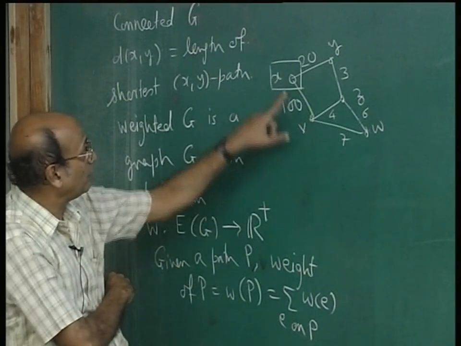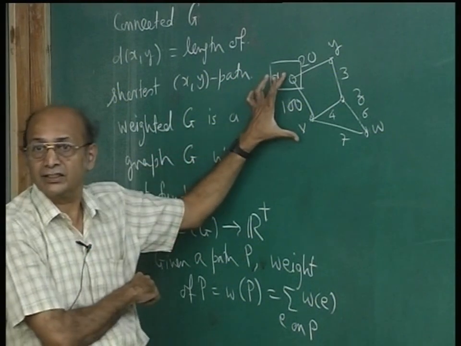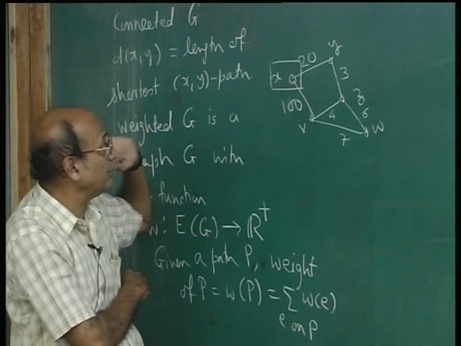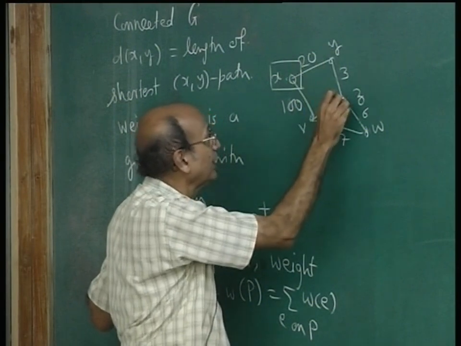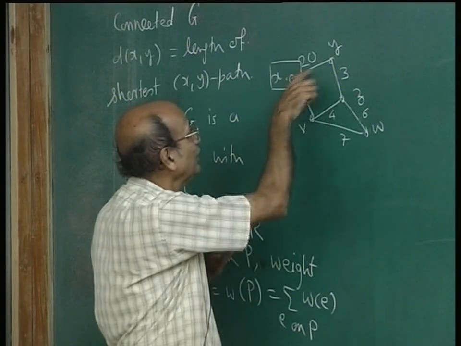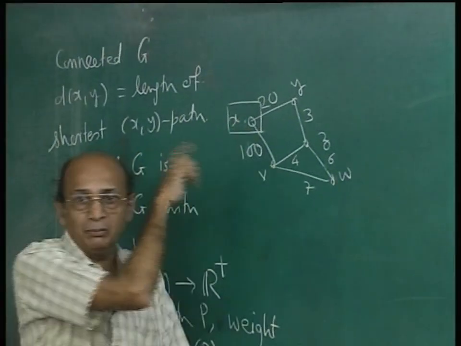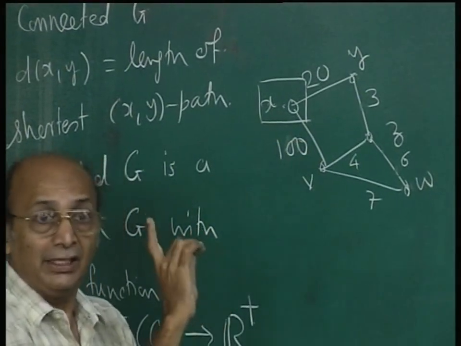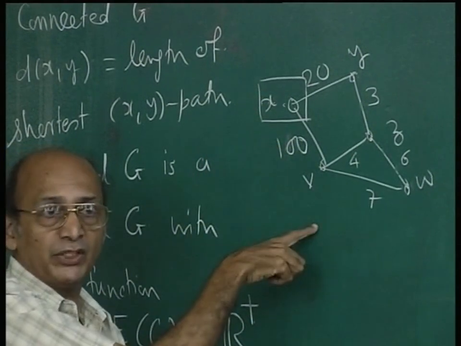Let's look at the path from x to v, where you can go directly from x to v. This is 100. The weight of that path is 100. Instead, I can choose to go from x to y, from y to z, and then z to v. So 20 plus 3 equal to 23 plus 4 equal to 27. That will be the weight of the path from x to y to z to v. And this is smaller than directly going from x to v.